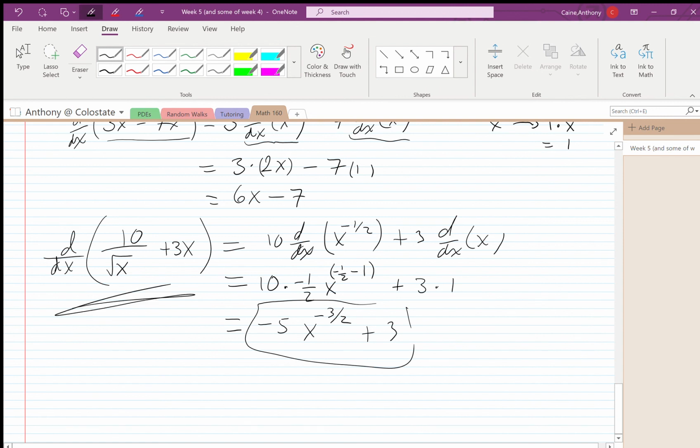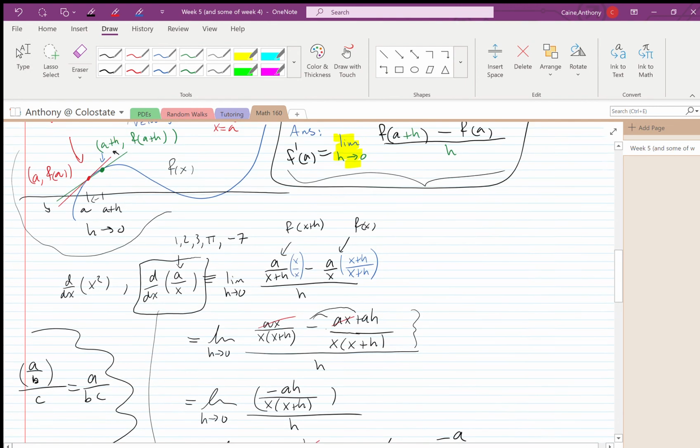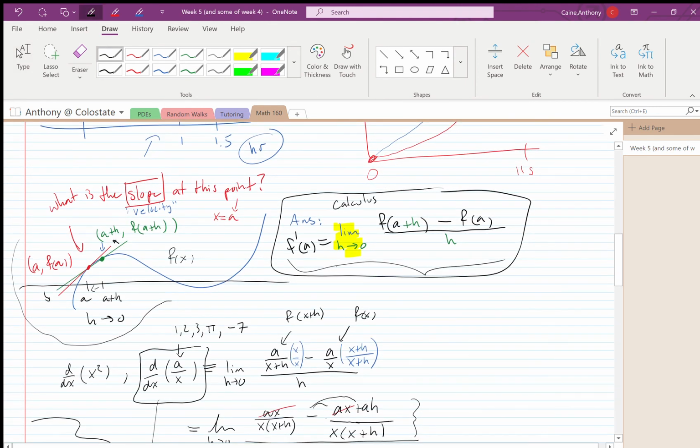Okay, so the moment we know the power rule and the sum rule, derivatives become way easier to compute because we no longer have to do calculus, right? This isn't calculus, this is just an algorithm that we're following. We're just obeying some rules. Calculus is limits.